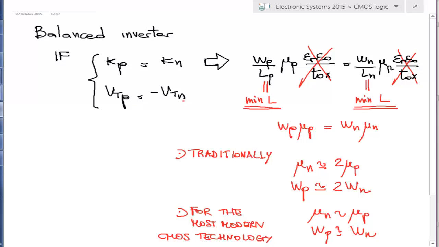For VTP and VTN, this balancing is obtained with doping. So the doping of the N channel and of the P channel is done in such a way as to, let's say, equalize the two threshold voltages.